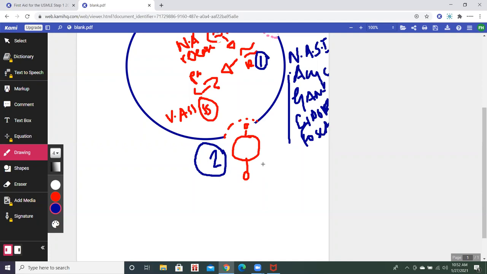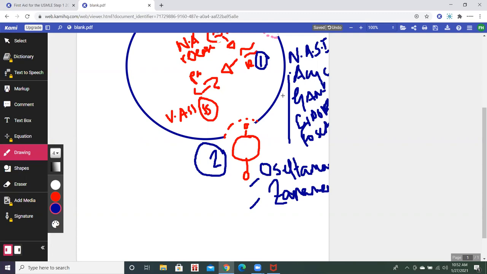So the neuraminidase inhibitors are oseltamivir, also known as Tamiflu. Tamiflu is the over-the-counter antiviral drug that we find over here. Tamiflu is very high yield because this product name is used to make Step 1 questions. So remember this: oseltamivir is Tamiflu, and zanamivir. These are the two antivirals responsible for preventing the release of the virus by inhibiting neuraminidase.